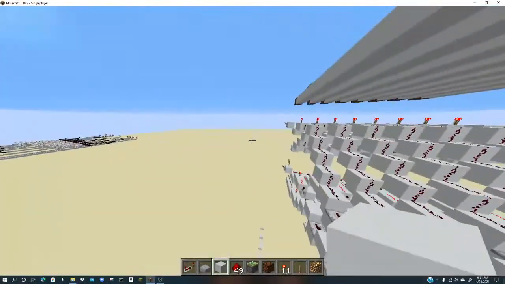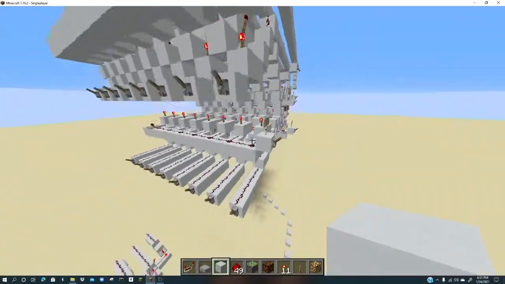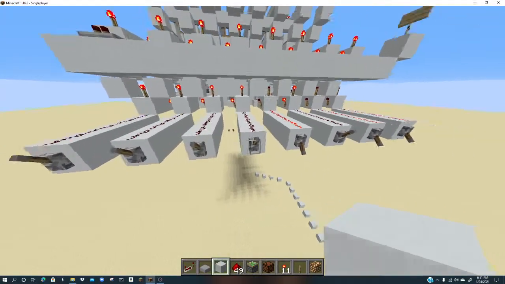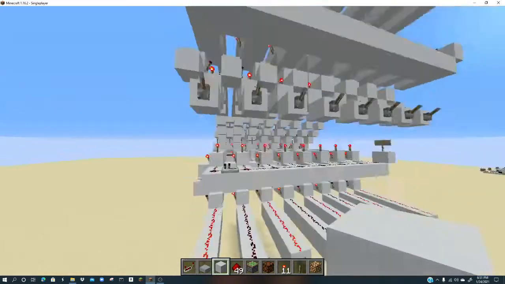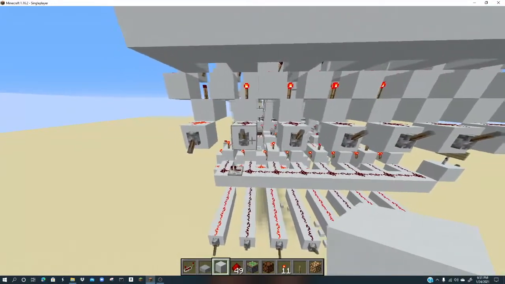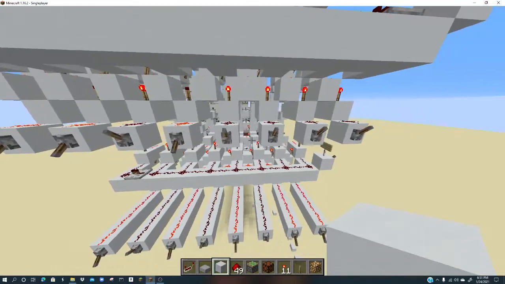This is the AND, so this is logic. We're getting into logic now. So let's just flick a bunch of levers randomly.